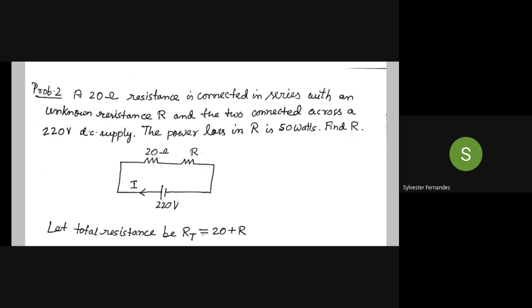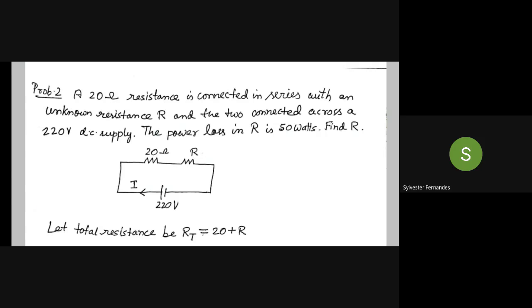Here we have an unknown resistance R that they have told us to find. Find R is the problem. We have to find the resistance R. Along with R in series is a 20 ohm resistance, and there is a supply of 220 volts. So this is a series connection where R is the unknown.